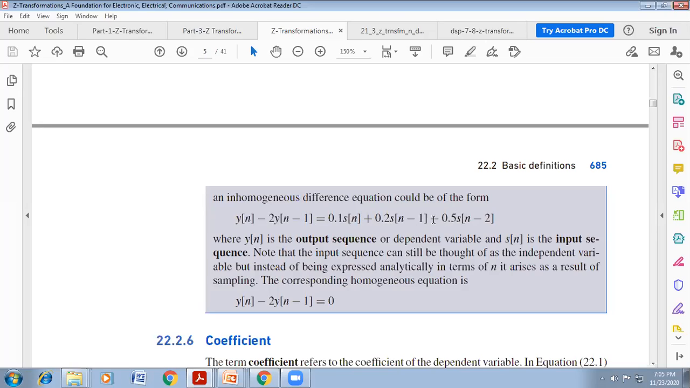And the order, what will it be? The difference between the lowest, n minus 2, and the highest, n. So n minus (n minus 2) will be 2. This is why this is a second order difference equation. Understand? Yes, sir. Okay.